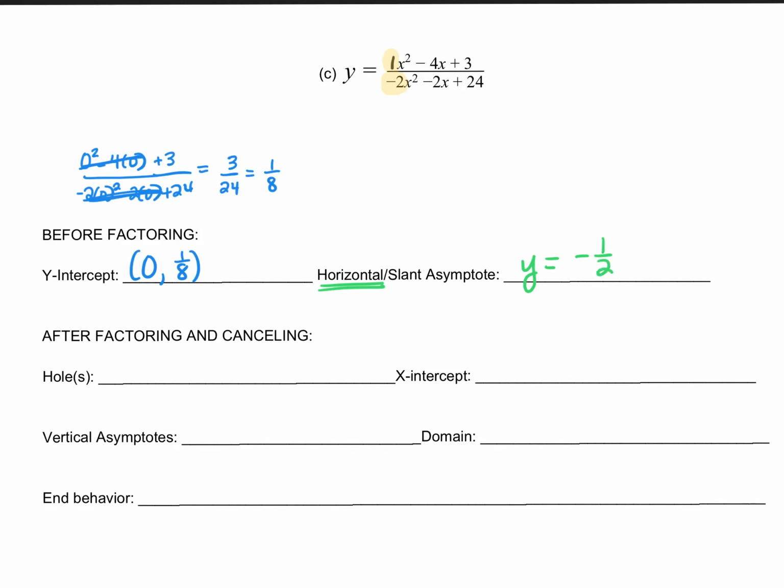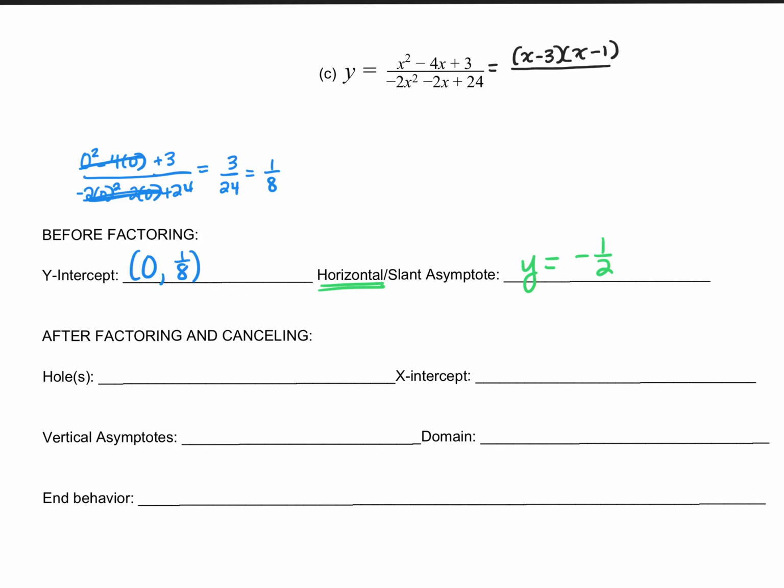Now we have to factor. So we'll run through that factoring process. The first part of this, the top, should be pretty easy to factor. I don't think there's any issues there. Won't really talk too much about that because you should be able to factor that one pretty quickly.